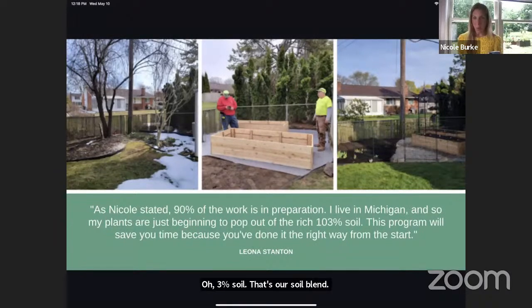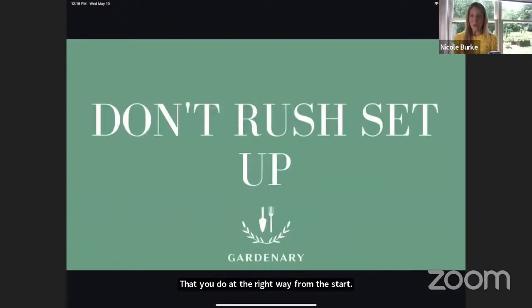So that is our goal, that you do it the right way from the start so you don't have to undo anything. All right. So this is what we're going for. So put in the chat, don't rush the setup. Everybody put that in the chat, write it down. You don't want to rush the setup.